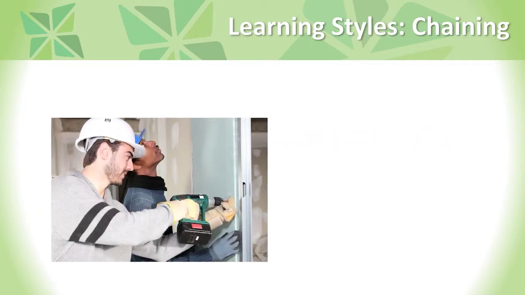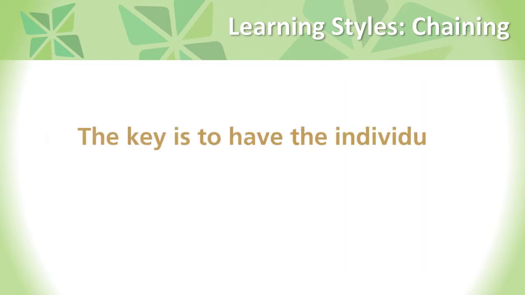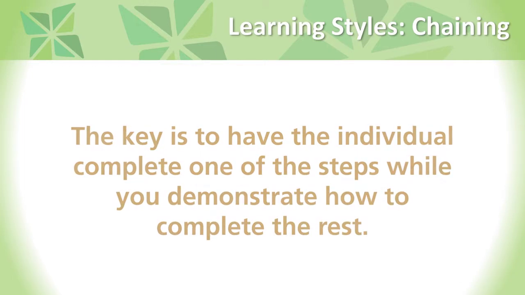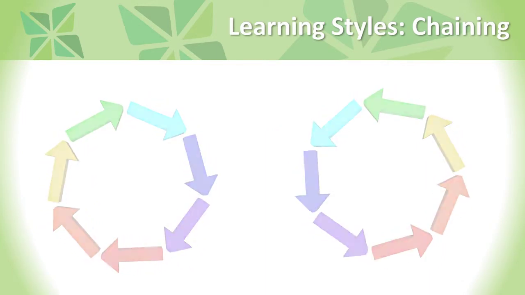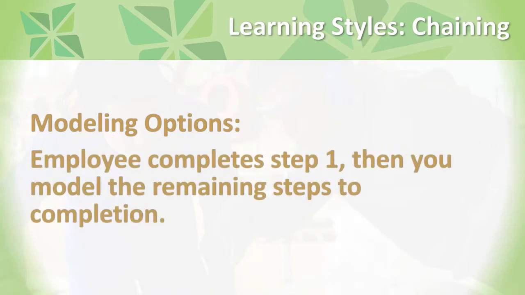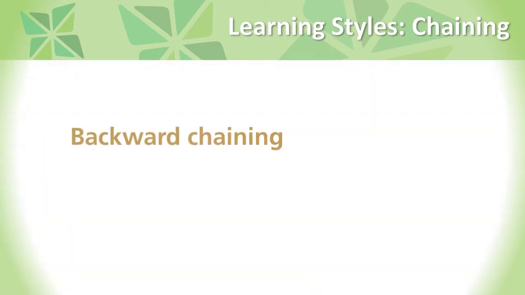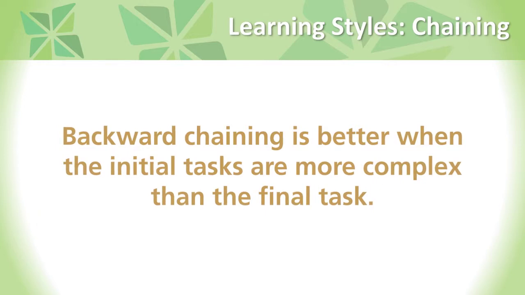It can be used for complex tasks such as putting up drywall or simple tasks such as tying your shoe. The key is to have the individual complete one of the steps while you demonstrate how to complete the rest. The chain process can either be forward or backward. In other words, you can have the individual complete step 1 first and you model the remaining steps. Or you can model the first steps and have the individual complete the final step. Backward chaining is better when the initial tasks are more complex than the final tasks, and vice versa for forward chaining.